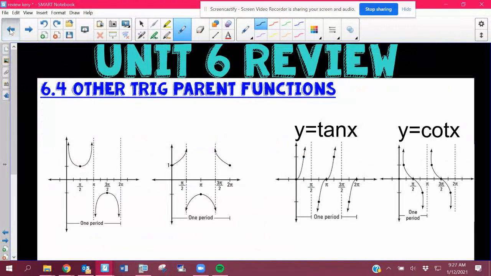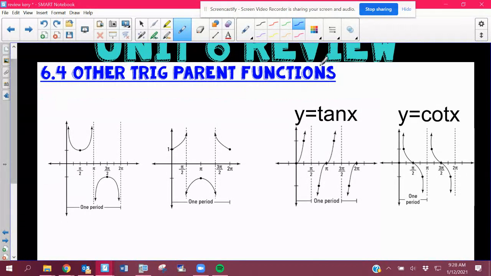Oh, I don't know what happened there. So that was 6.3. 6.4 are your other trig parent functions, the ugly, crazy ones with all the asymptotes. The things to know about this are what the picture looks like and which one is which. One of the easiest ways to tell which function is which is to remember that cosecant goes with sine and secant goes with cosine.